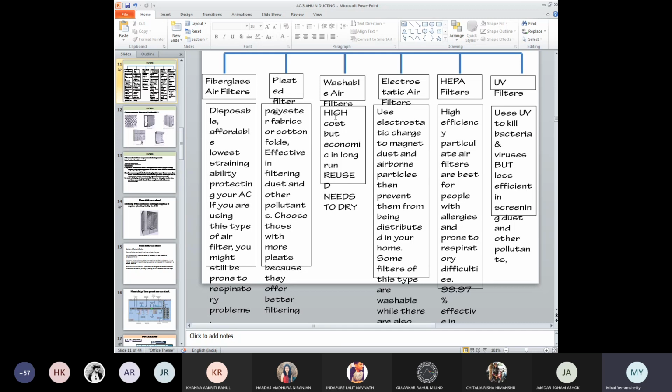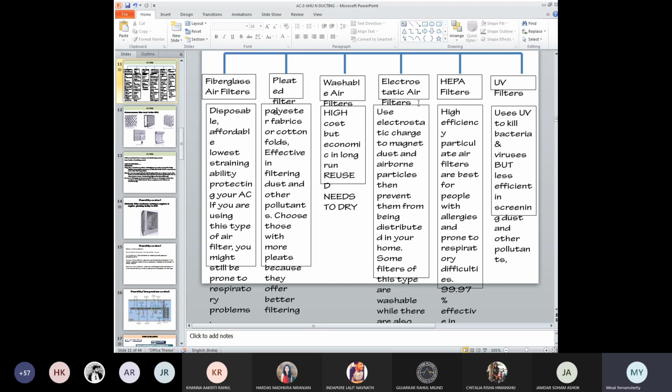Washable is something where you can wash the filters and reuse them. So sustainability wise and environmental friendly wise, these are long lasting, with lesser wastage production, and economic, because you are not paying for a new filter every time. So this is your washable.